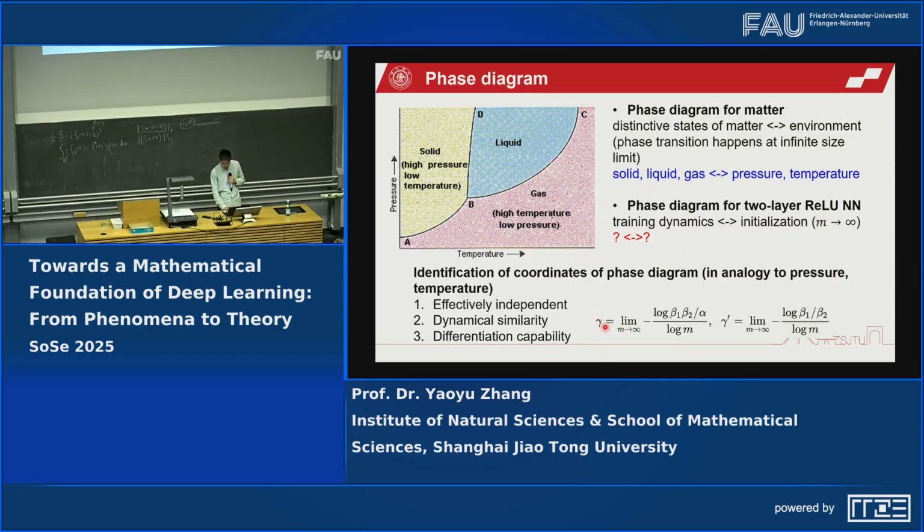If this gamma is large, that means a smaller initialization. The scale m to the kappa looks like m to the minus gamma. Therefore, when gamma is larger, the amplitude decays much faster as m goes to infinity. So large gamma means small initialization, and small gamma means large initialization. As for gamma prime, if it is 0, that means a balanced initialization between these two layers.